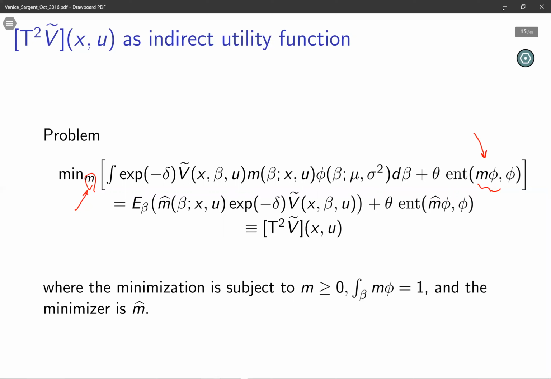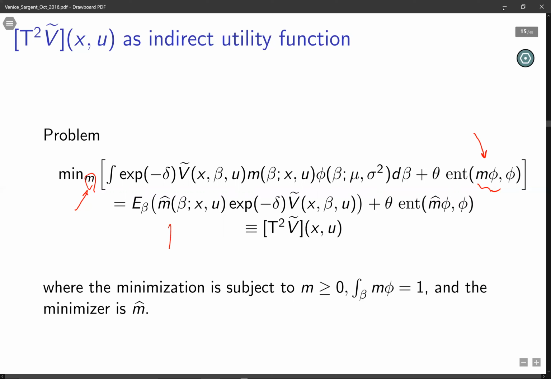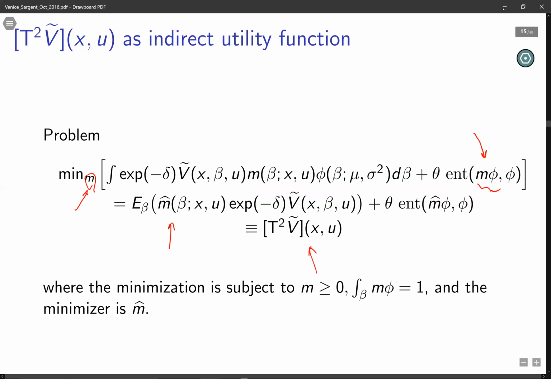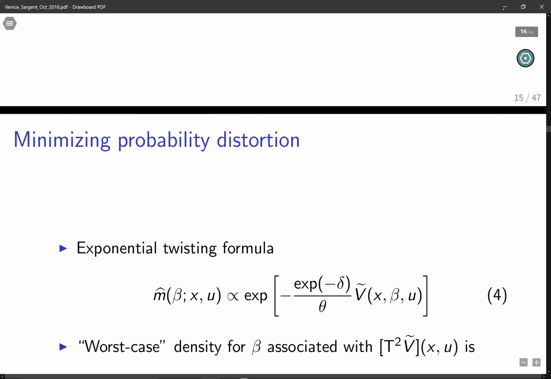So if you solve this minimum problem, take the minimizer and plug it into the objective function. That's expected utility plus theta times entropy at the worst case distortion. And that's an operator called T2. If theta is infinity, this is just the mathematical expectation. Actually, in the math literature, this is called a risk sensitivity operator. There's a couple nice books by Peter Whittle about this.